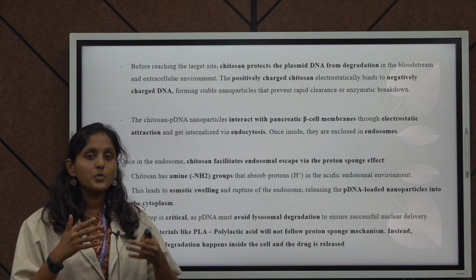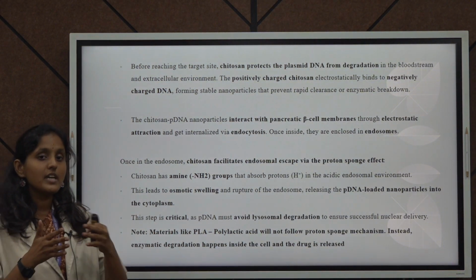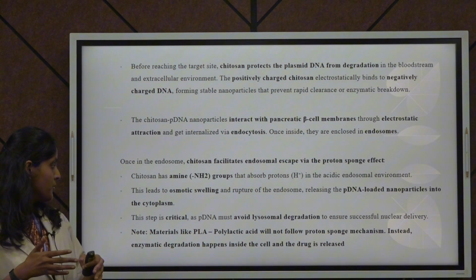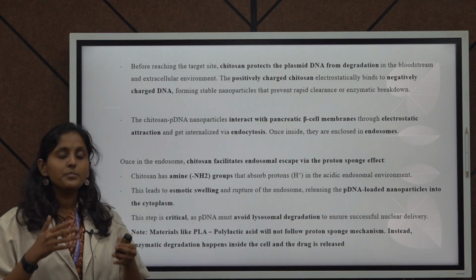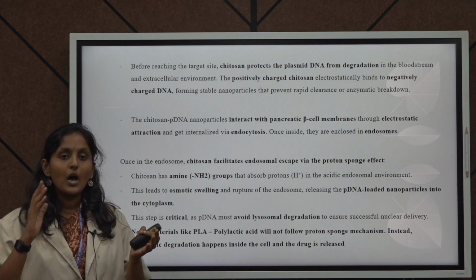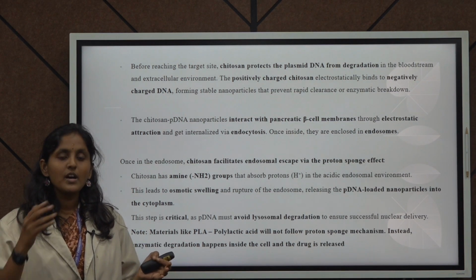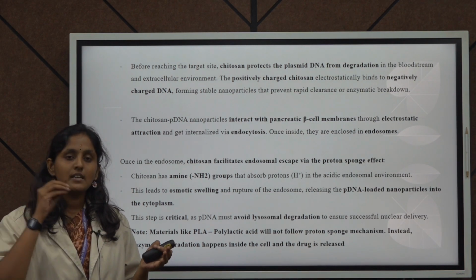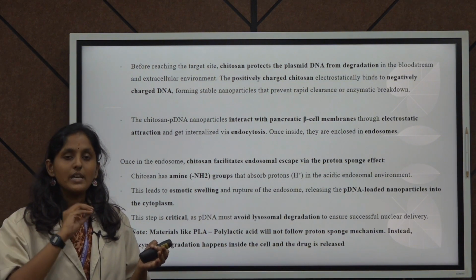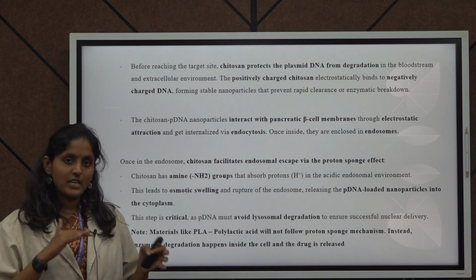So introduction of more amount of water creates an osmotic pressure. So this osmotic pressure is created due to the more amount of water influx inside the endosome. So this step is very critical because this water influx is going to break the endosomal membrane. Along with that, the chitosan is also going to get broken down, and the plasmid DNA that is integrated into the chitosan is going to get released into the cytoplasm. This is very important step because the plasmid DNA must not be degraded anywhere here.